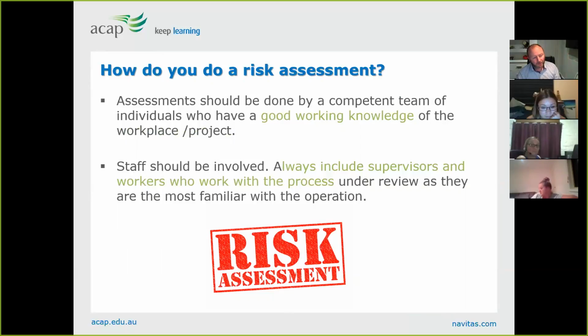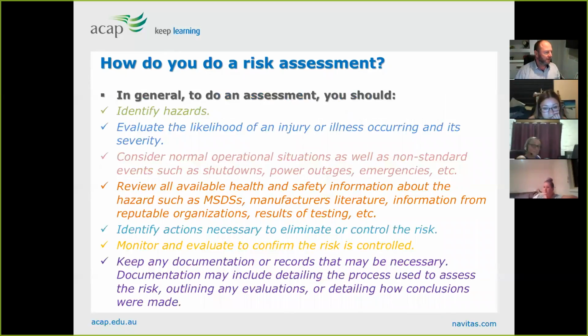And then from the supervisor, it would normally go to a health and safety rep in a workplace. And this is an average thing, but there'd be 3 tiers of sign off. And that's just so there's many sets of eyes looking at it. And just to keep it simple, so we're not putting on there some weird stuff, and to keep it fairly standardized. So in there, it's about identifying hazards, evaluate the likelihood of, and so that's an important word there, likelihood of injury or illness. Consider normal operational situations as well as non-standard.